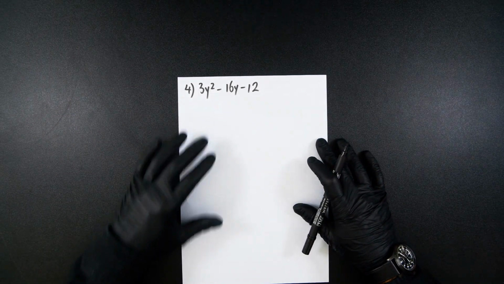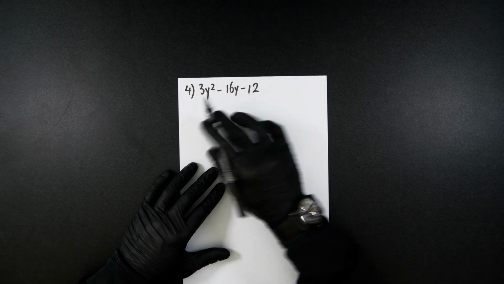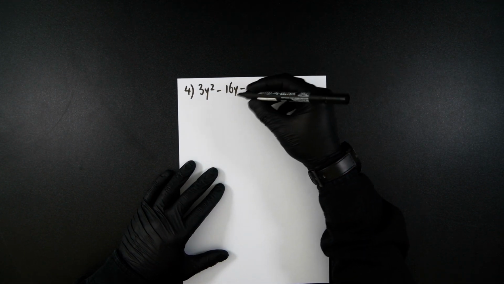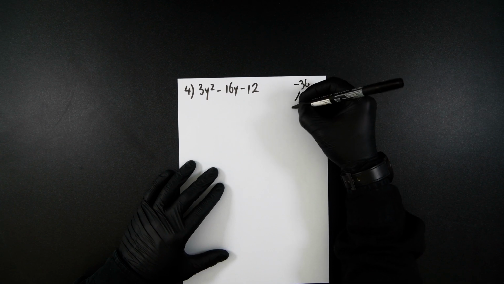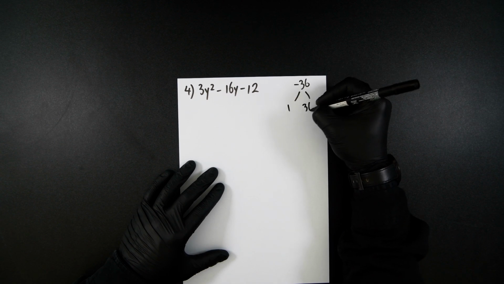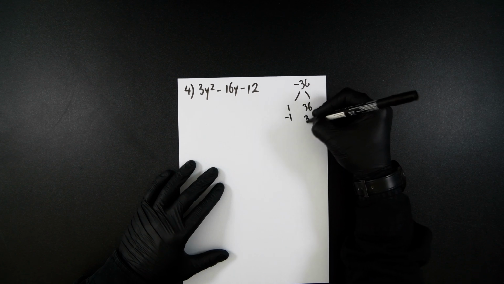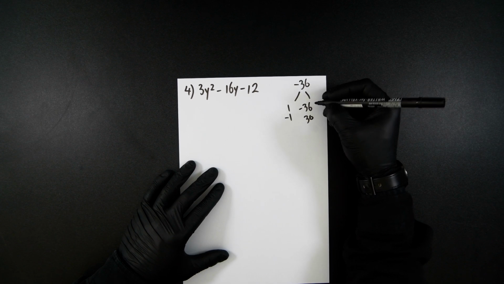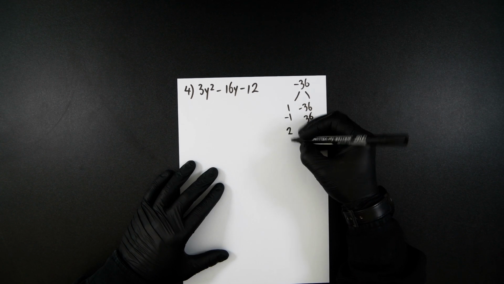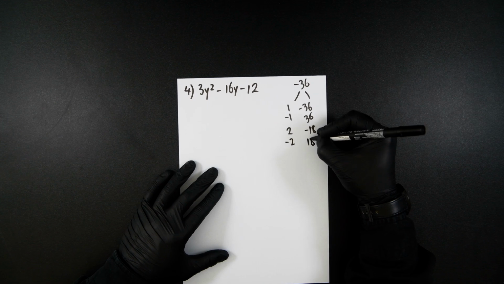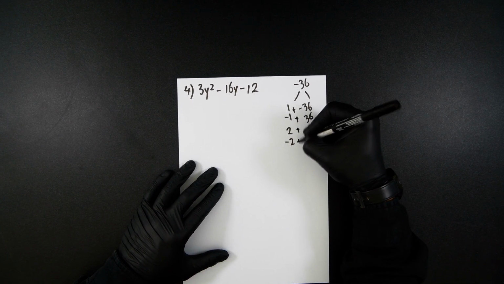Here is our last problem. So this time we've got a minus 12 and a 3. So let's now multiply minus 12 and 3. So you're going to get minus 36. And then we can write down all the factors. You're going to get 1 and 36, minus 1 and 36, minus 36, 2 and minus 18, and minus 2 and 18. We can now add these all up together.